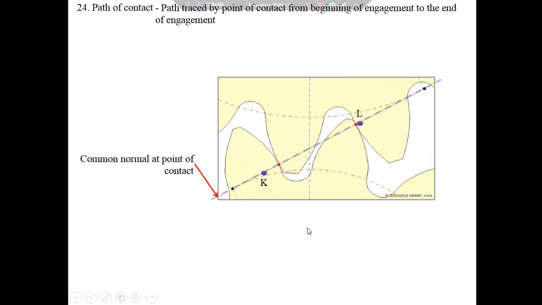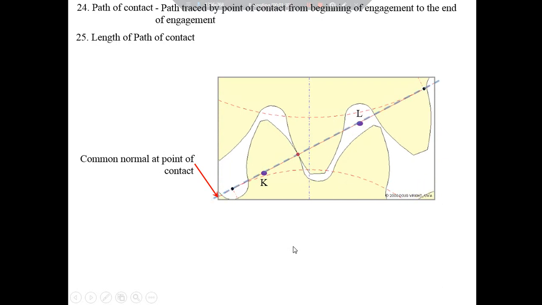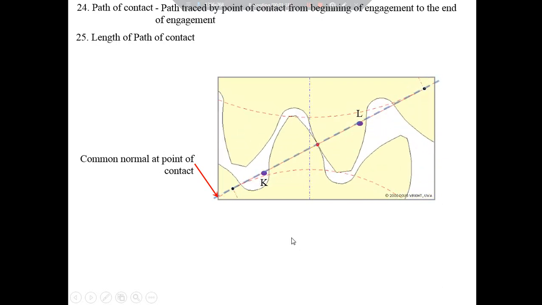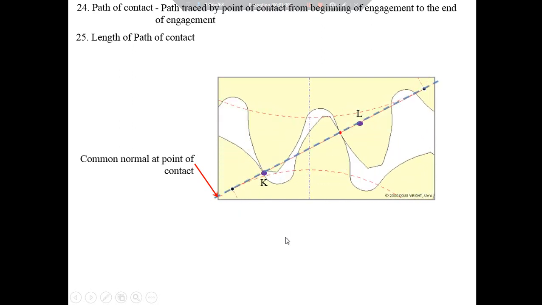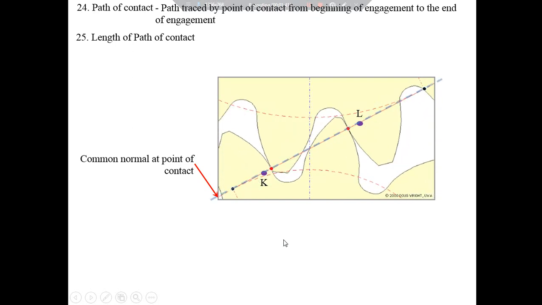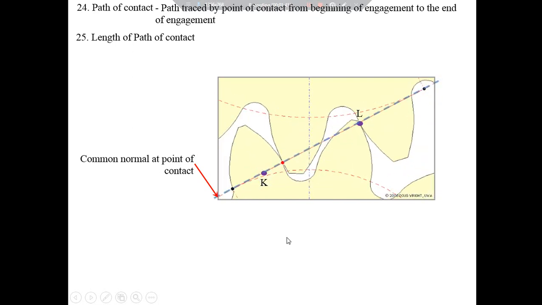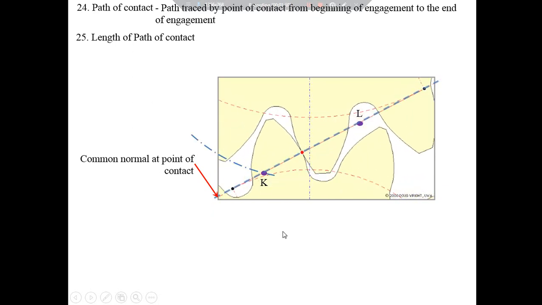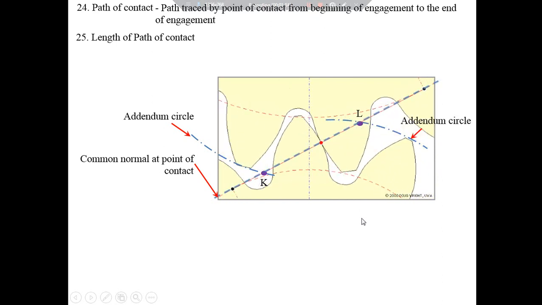Definition number 25, length of path of contact. To define length of path of contact, we will have to identify where exactly beginning of engagement and end of engagement takes place, for which we will draw addendum circles for both the gears in mesh. This one is the addendum circle for this gear and this one is the addendum circle for this gear.